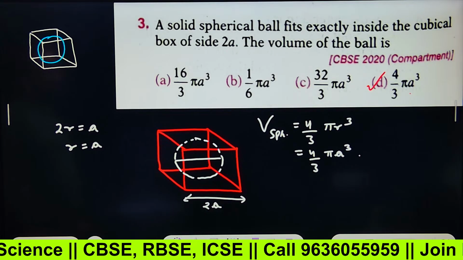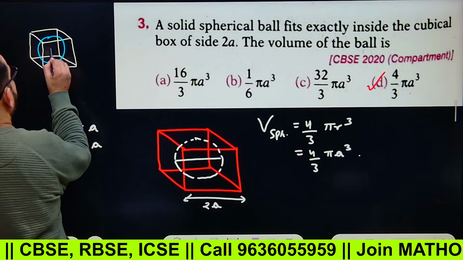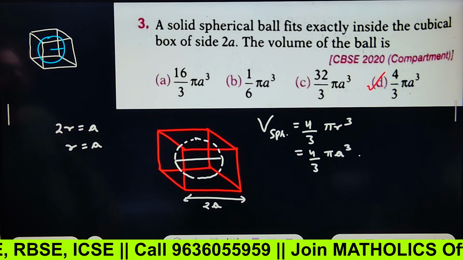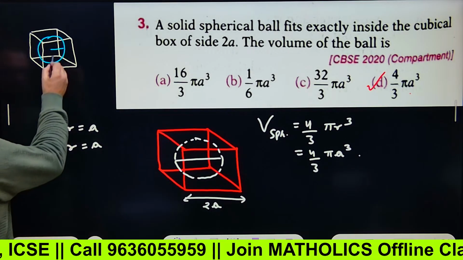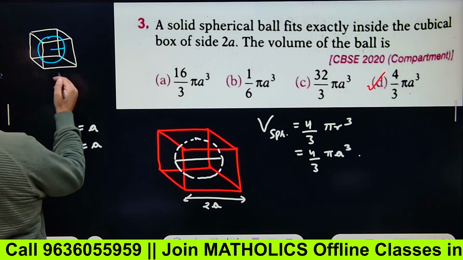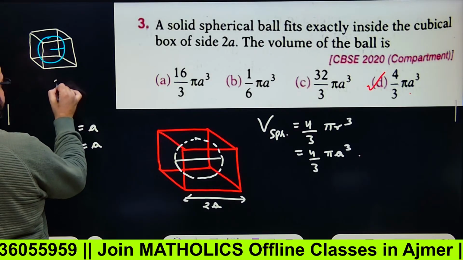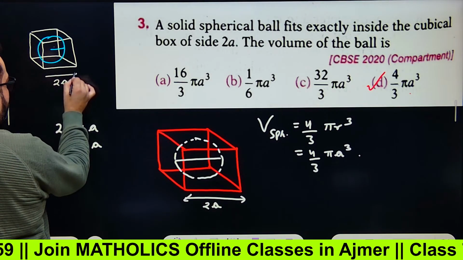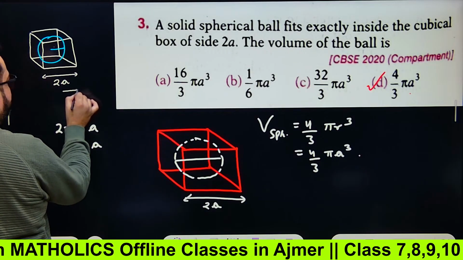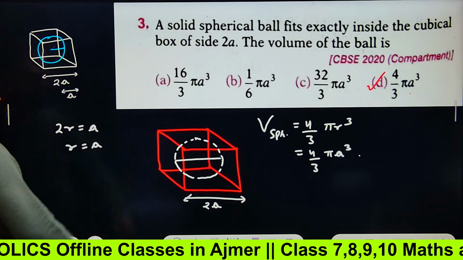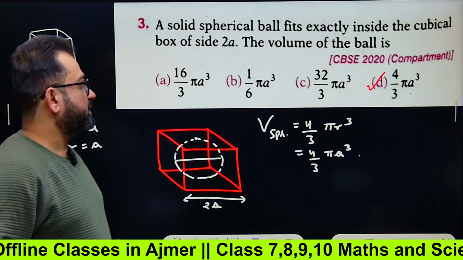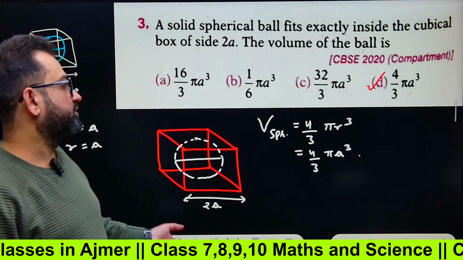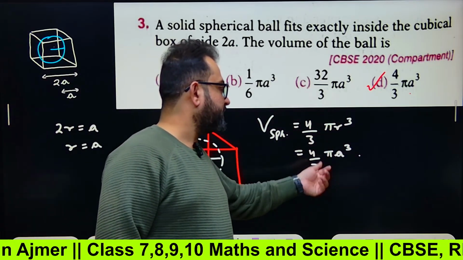So what will actually be the radius of this? If the complete side is 2A, then this length will be A, because this is 2A. So half of this will be A. So the radius of the sphere will be A. The volume of the ball is 4 by 3 pi r cube, that means 4 by 3 pi A cube.